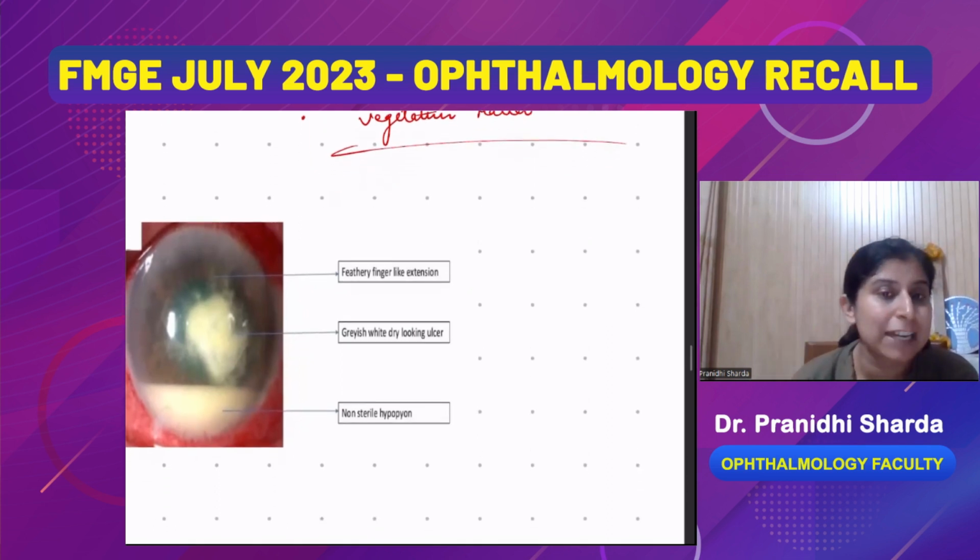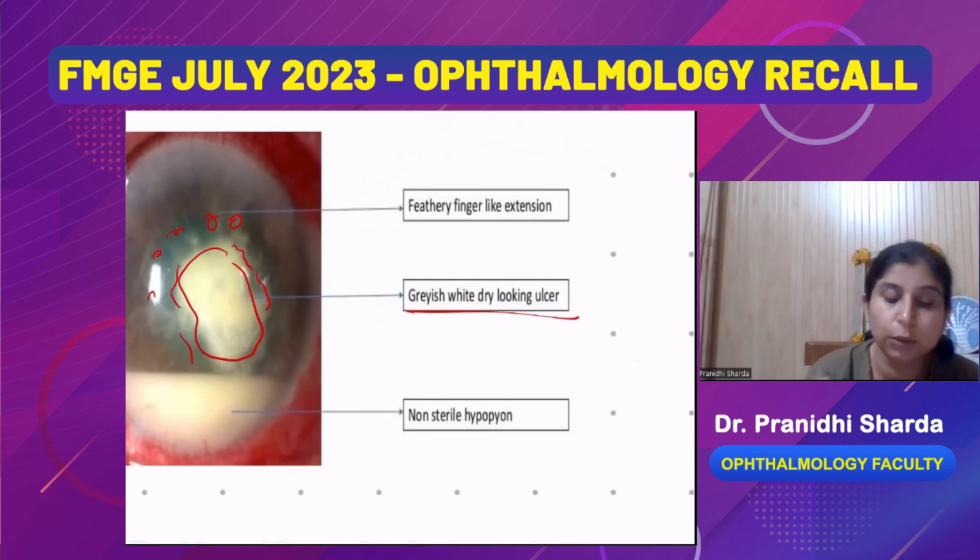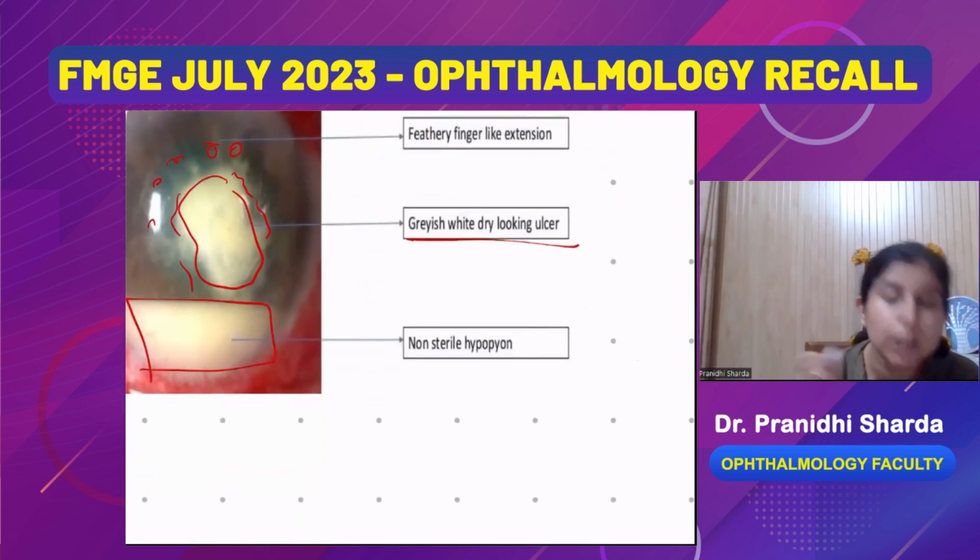What are the other findings seen in the fungal corneal ulcer? There will be a central defect with satellite lesions, and the central defect will have feathery margins, and there will be a grayish white dry looking ulcer, and the hypopyon will be non-sterile. Why? Because the hyphae cross the cornea and are found in the hypopyon, so it will be non-sterile, and also it will be fixed because of the presence of the hyphae.